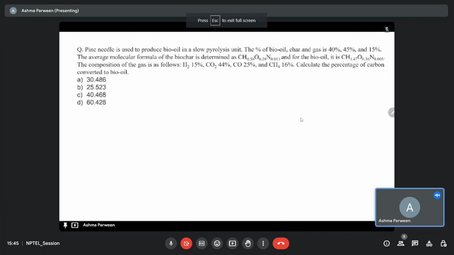So I don't know why I'm not getting any answer. So let's see how to solve this question. It is a similar question to what was there in the tutorial, I think this was for gasification. So let's see. We have been given the percentage of oil, char and gas which is produced. Sorry, this was based on pyrolysis. So let's first find out. Let's take 100 grams of pine needle as the basis, because everything is given in percentage.